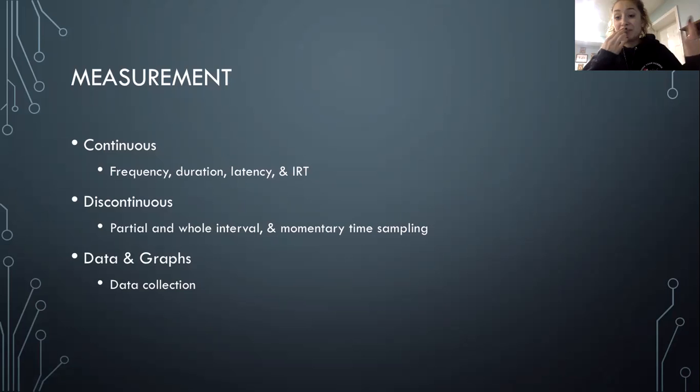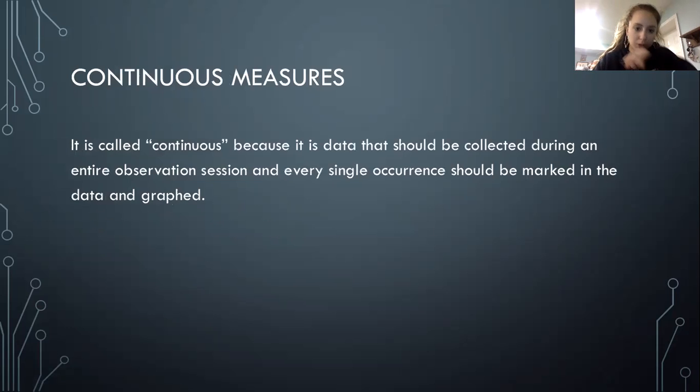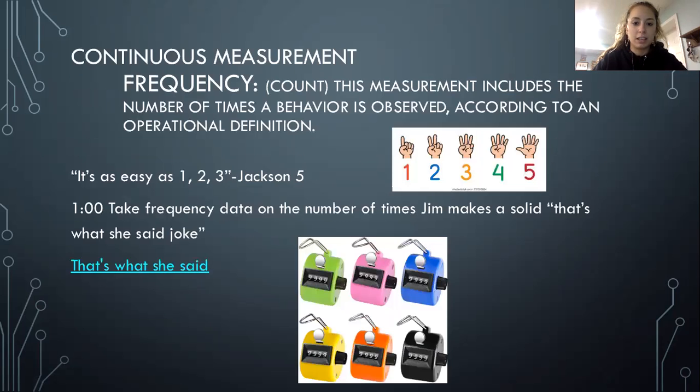Discontinuous can happen in a very small amount of time. Maybe it happens for 5 minutes of different intervals during a DTT session, but it doesn't capture the entire image, which is why we don't always want to rely on it. However, sometimes those are our only options. So we'll start with continuous. That's exactly why we use continuous: every single occurrence is graphed and collected.